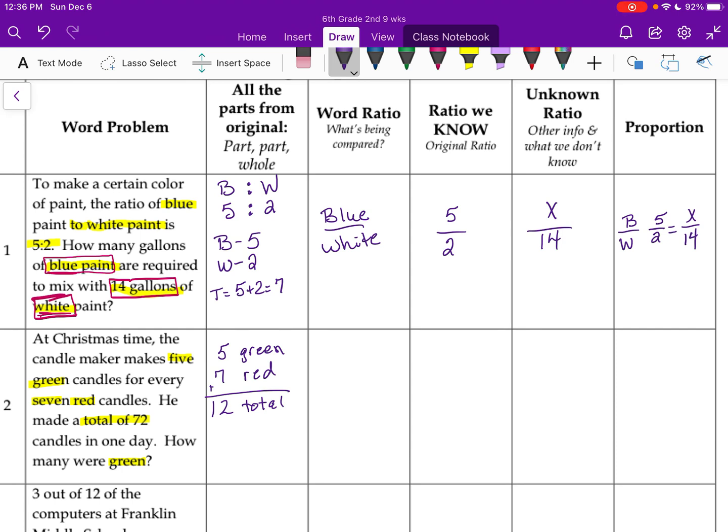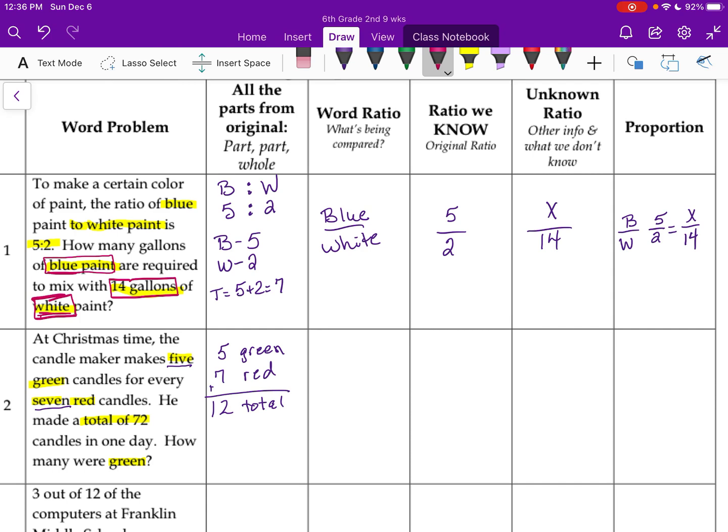Okay, so that's from the original information that they give us. Some kids want to say that the total is 72. Yeah, the total he made for the day is 72, but the total for the ratio that they gave us is not 72, right? Because it's 5 to 7, and 5 plus 7 is 12. All right, so what word ratio do we need? What do we need in order to answer this question?